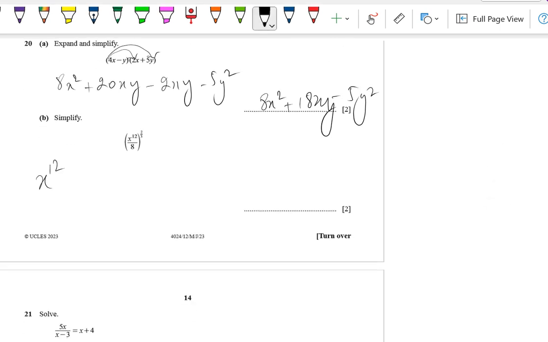X power 12 times 2 by 3. 8 is actually 2 by power 3. So 2 power 3 times 2 by 3. Cancel. Answer will be x power 8 over 4.